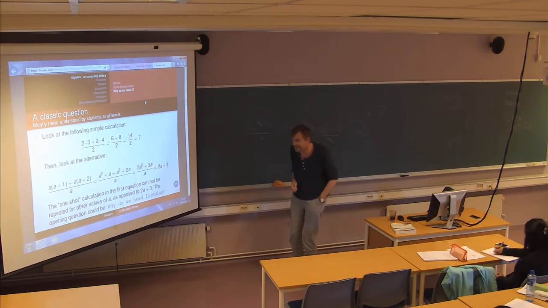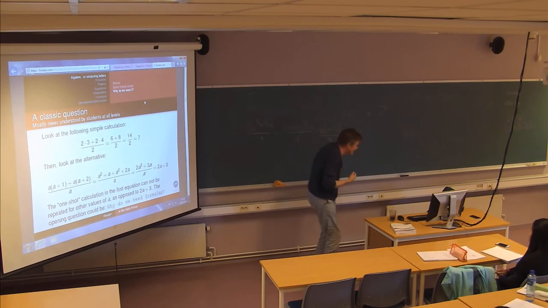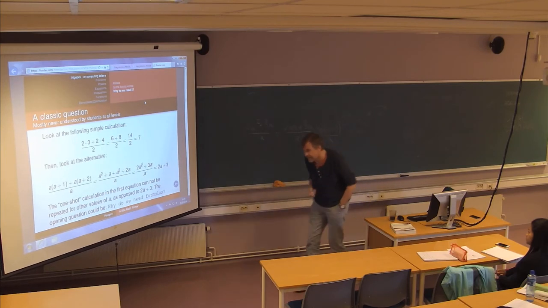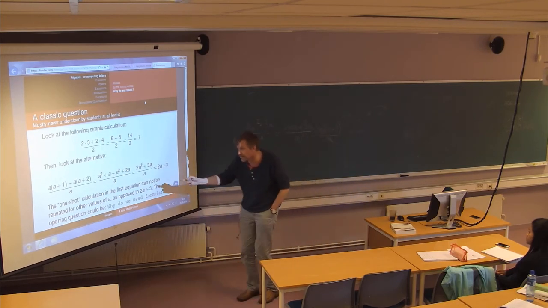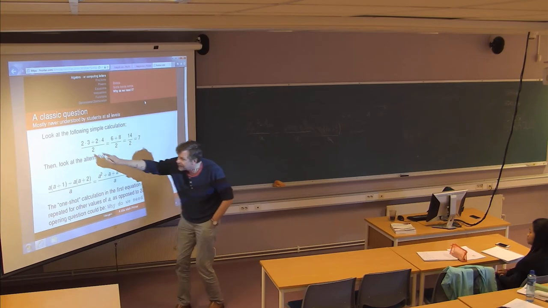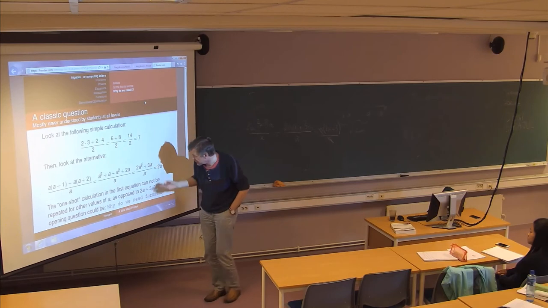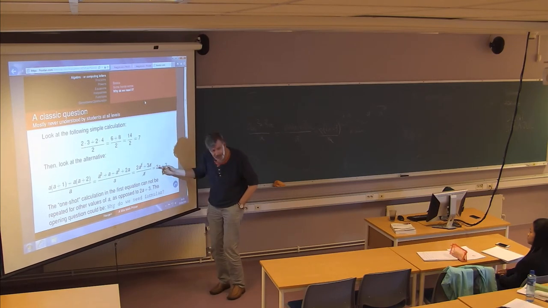Okay. This is maybe a childish example to try to tell you why we need this algebra. What's the point of introducing these letters, or variables as we tend to call them when we use a nice word? It says here that the one-shot calculation in the first equation cannot be repeated for other values of A, can it? Of course it can in principle, but then we have to put a different number in here each time we do it. It's obviously much easier, isn't it, to just take this result and plug in different values for A.